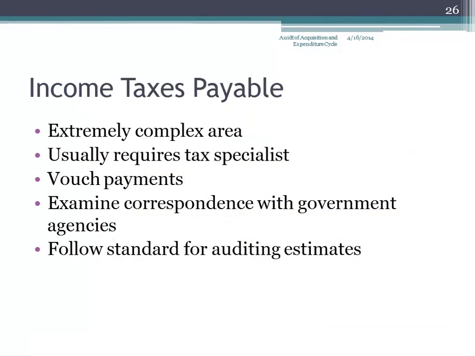Income tax payable, sometimes the audit firm's tax department actually calculates or prepares the client's taxes. So if that's the case, you're usually able to get information directly from the tax team. But it's also a very complex area, because unlike individual taxes, where we have income and we can itemize some deductions and so forth, with companies there are all kinds of tax loopholes and deferred taxes that they're able to take advantage of. And so it becomes pretty complex for an auditor to audit, and usually they're going to look to a tax specialist for that. So again, vouch payments and examine documentation to support it.